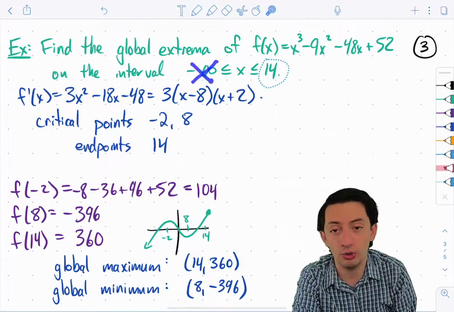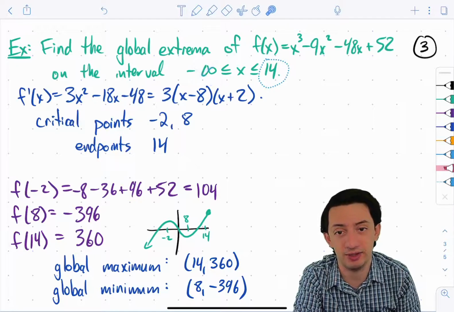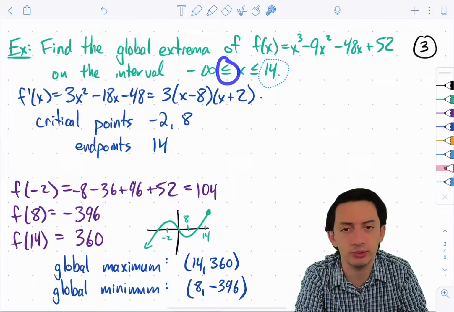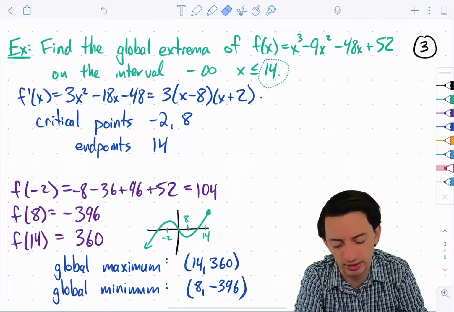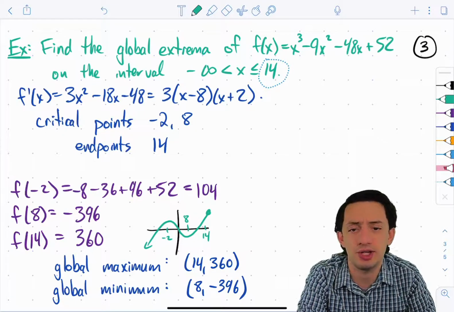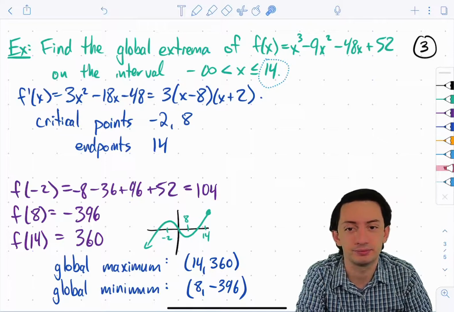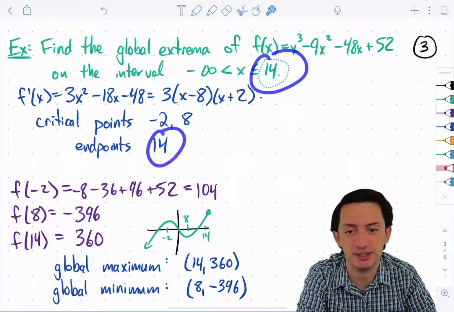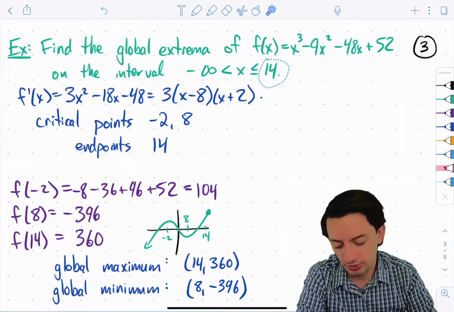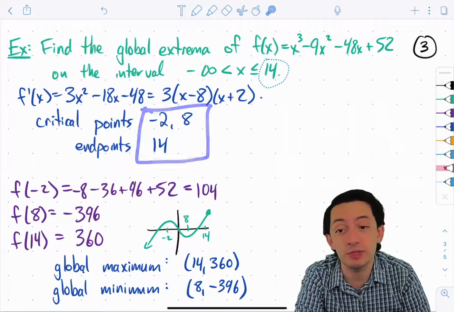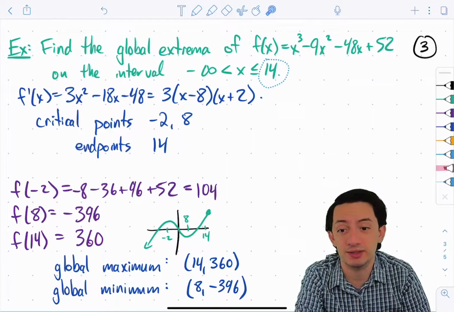We have no lower endpoint because it goes all the way to -infinity. In fact, I guess normally you would see this instead of a less than or equal to sign. I guess it would be more common to just write less than, although that's kind of just a notation thing. Really, when it goes to infinity, it's not an endpoint. But we do have a right endpoint, so that has to be considered there too. So we have 3 possible locations where the global min and global max can appear. All we have to do is plug them in, find the smallest and the biggest.